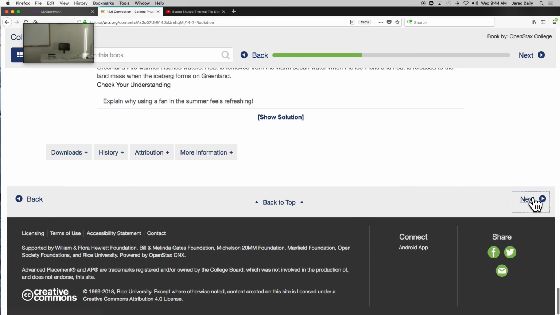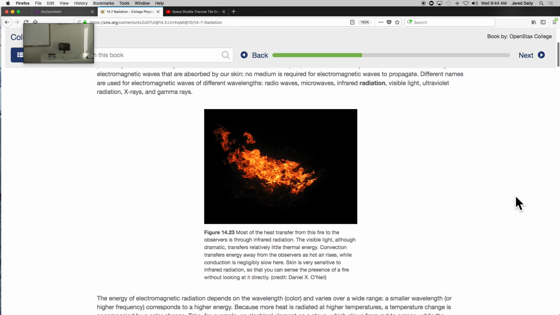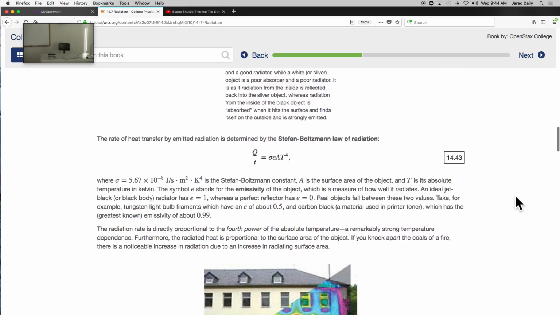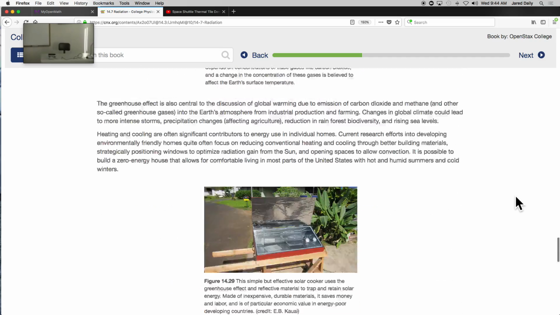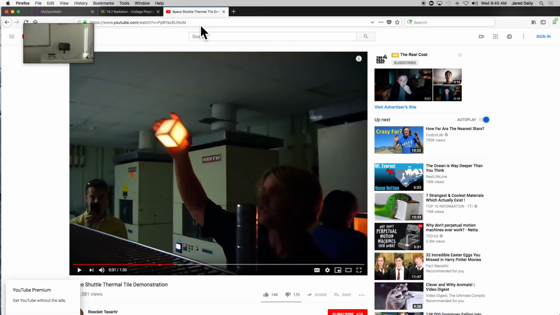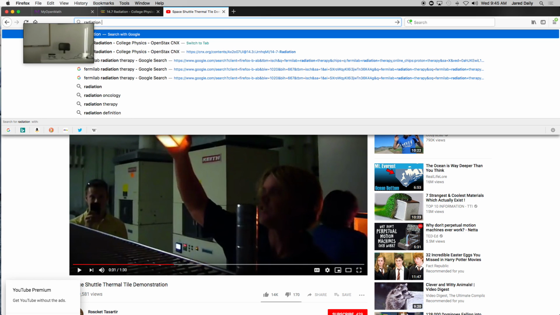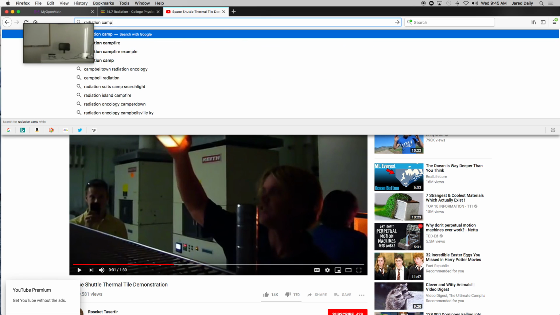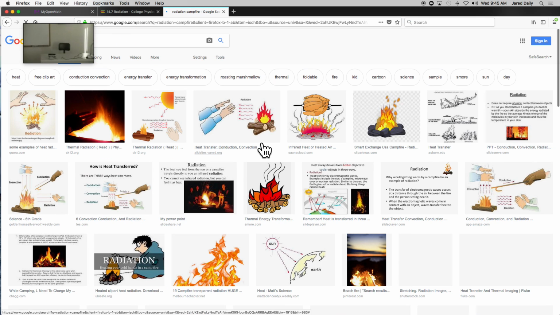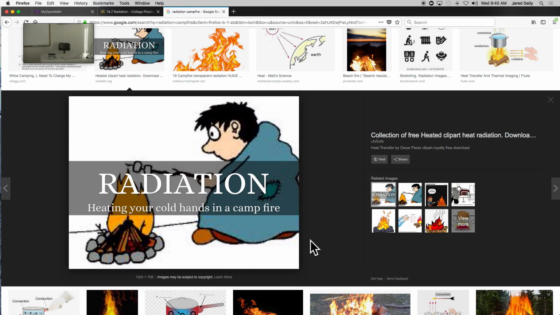Now, the last one, radiation. My favorite thing to talk about with radiation, let's see if we can find it, is campfires. How many of you have been on a camp out with a fire? So the radiation from a campfire, right? When you're sitting at a campfire, let's see what's the best picture. Here we go.